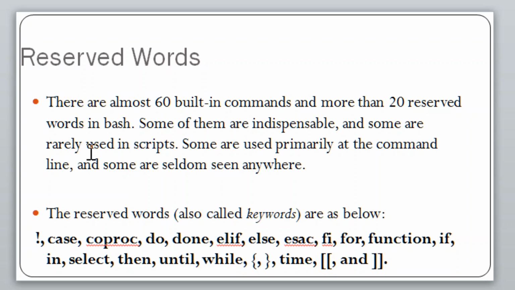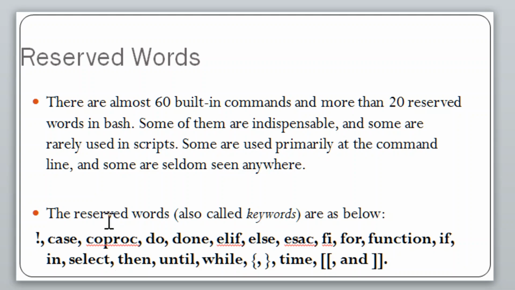Now we're going to talk about something called reserved words. There are almost 60 built-in commands and more than 20 reserved words in bash. Some of them are indispensable and some are rarely used in scripts. Some are used primarily at the command line and some are seldom seen anywhere else, okay? So meaning that sometimes things we use in scripts aren't really necessarily used on the command line and vice versa. Sometimes we only use things on the command line, but they might not necessarily work well in a script.